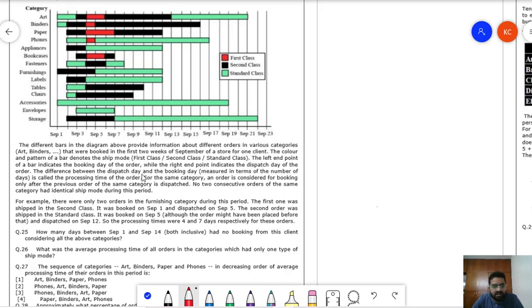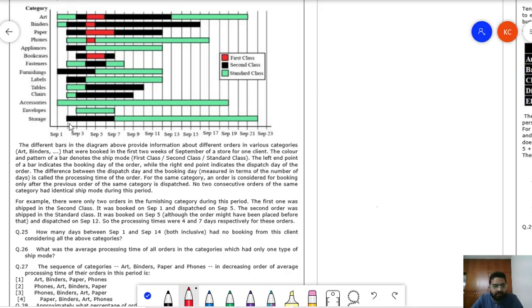The difference between the dispatch date and the booking date, measured in number of days, is called processing time. So 18 days is the processing time. For the same category, an order is considered for booking only after the previous order of the same category is dispatched. No consecutive orders of the same category had identical ship mode during the period.